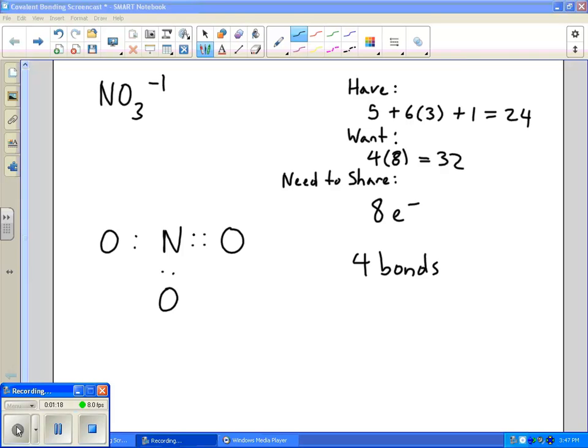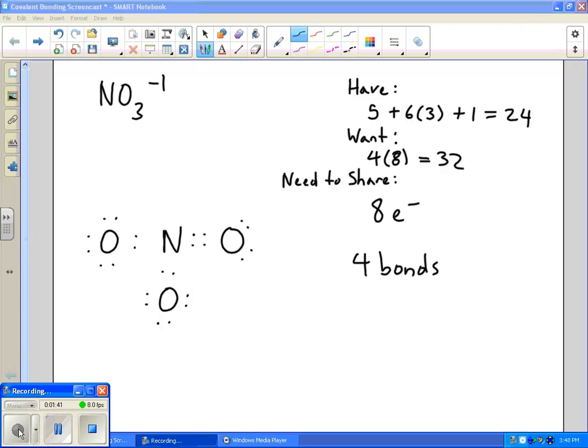Now we need to make sure that every atom has an octet. Oxygen on the left is going to need 6 more electrons. Oxygen on the bottom is going to need 6 more electrons. The nitrogen in the middle already has 8 if you count carefully. The oxygen on the right, though, needs 4 more electrons.